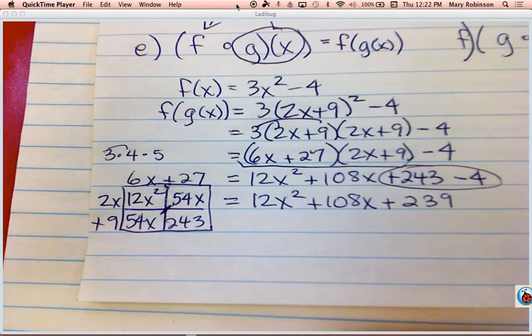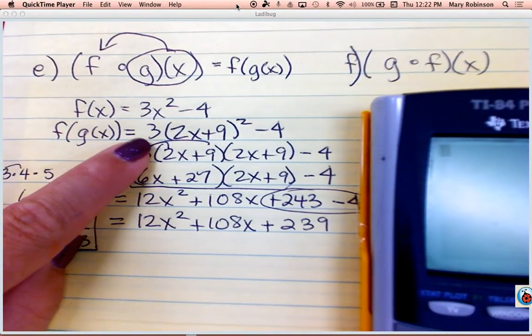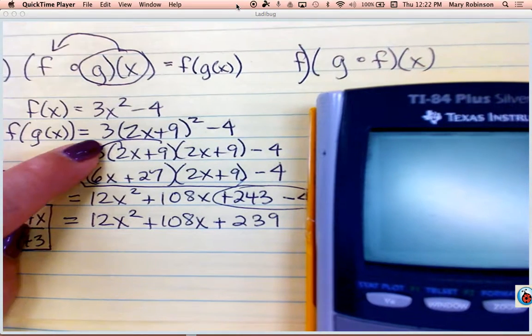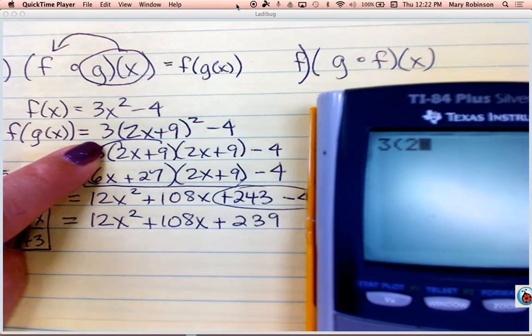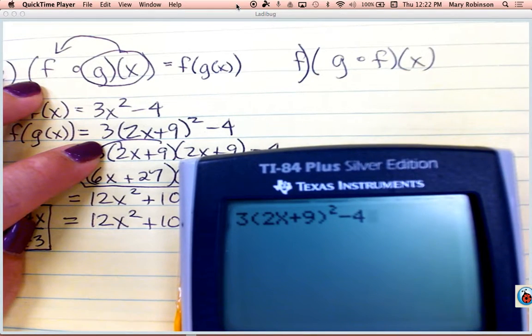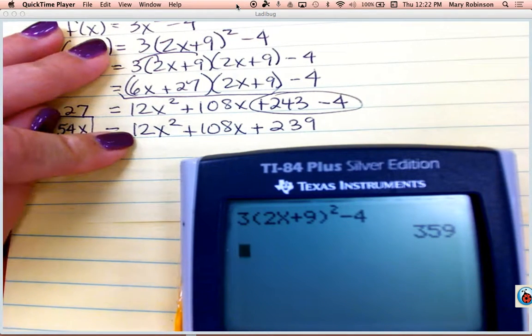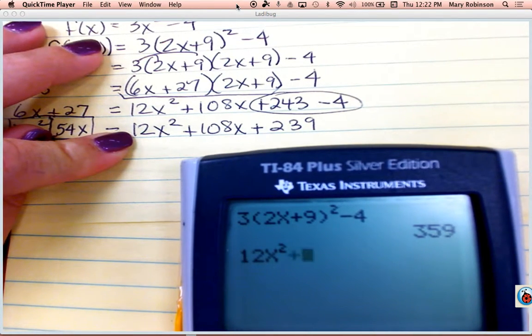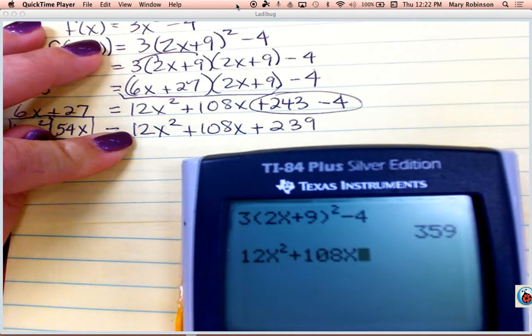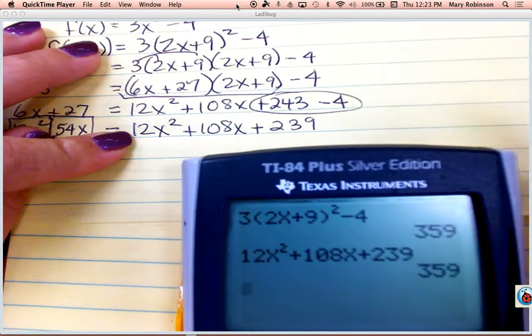Because this is a bit longer, I do want to check my answer. So let's start with what we plugged in originally. So this was 3 times the quantity 2x plus 9. Close it and square it. Subtract 4. I'm going to hit enter and I get 359. Now I want to check my final answer. 12x squared plus 108x plus 239. And these match. So that tells me my answer when simplified matches what I got when I plugged it in.